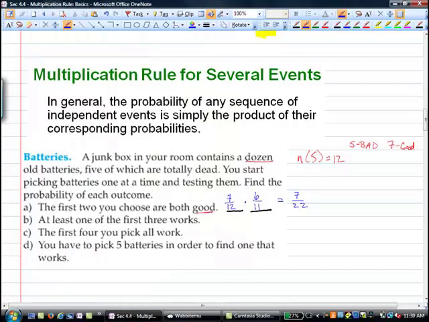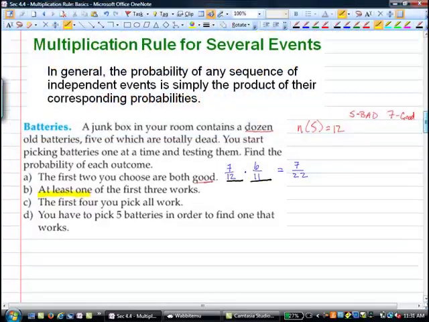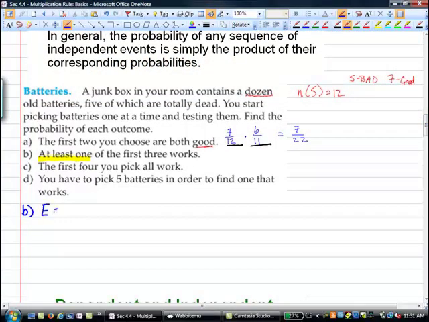B, it says at least one of the first 3 works. So at least one of the first 3 batteries you pick is going to be good. Do you remember me talking last time about the dangers of at least one? This is where it's easier actually to find the probability of the complement. So on part B here, our event is at least one good. And we want to find the probability of our event. But in this case, it might be easier to find the probability of the complement. So E complement would be none of the batteries are good. The complement of at least one is none.